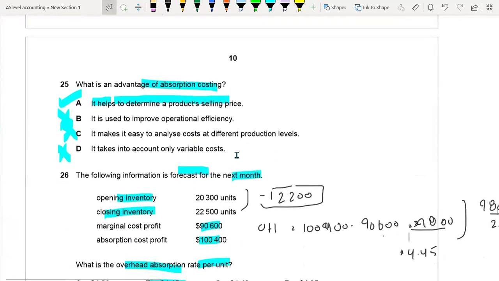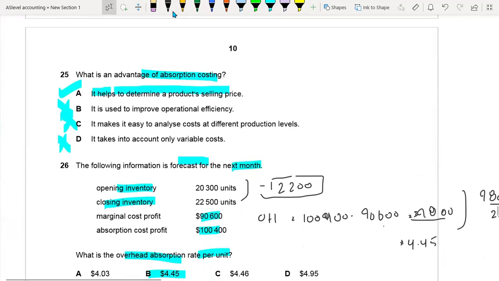Okay, so now let's discuss the 75th MCQ. What is an advantage of absorption costing? So we know that the first advantage of absorption costing is that it helps to determine the product selling price. Okay. So let's see B.